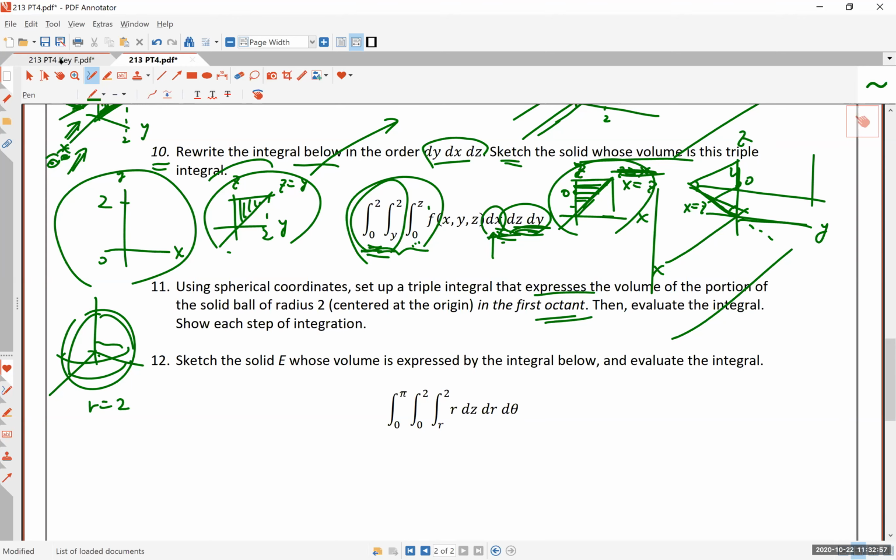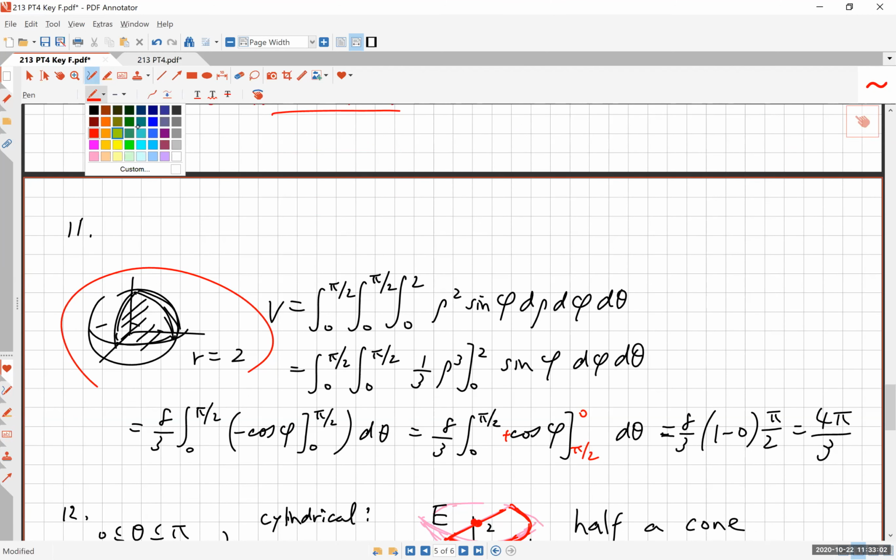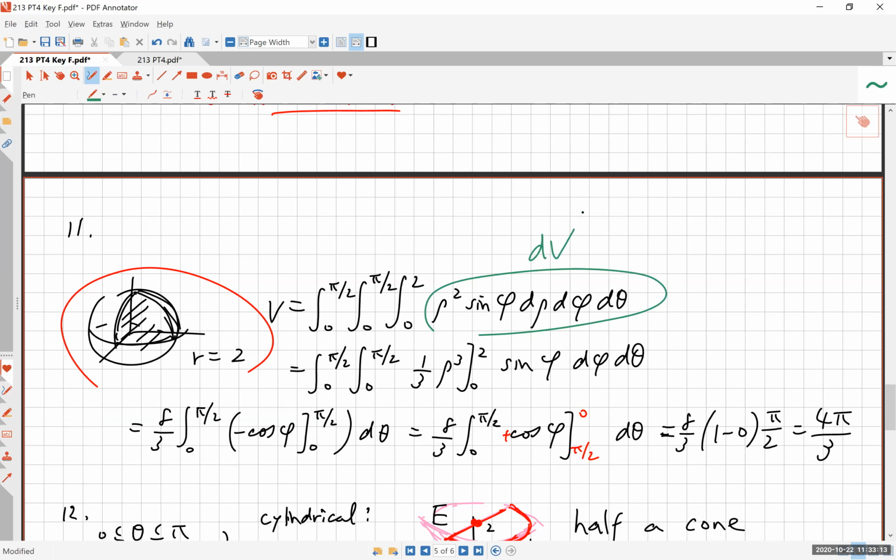So think of this. This is the picture. And what you have to do is set the bounds. Remember, you should write down all of this first. dV in spherical coordinates is rho squared sine phi d rho d phi d theta, right? So you just write it down first. And then theta goes from, well, this doesn't go from 0 to 2 pi. It only goes to pi over 2 and stops because it's the first octant, right?